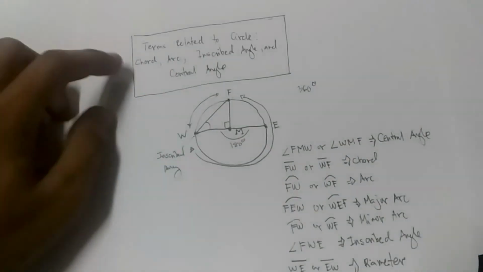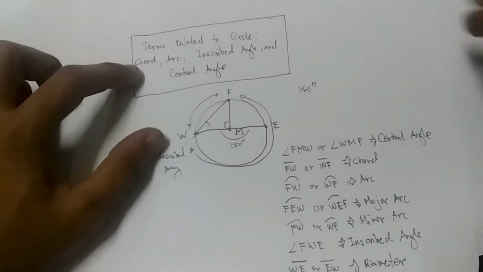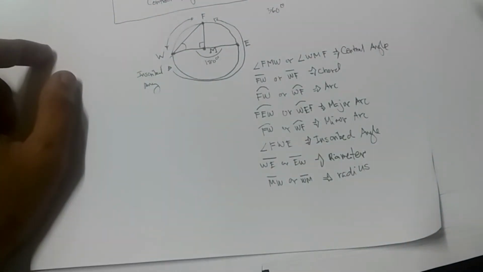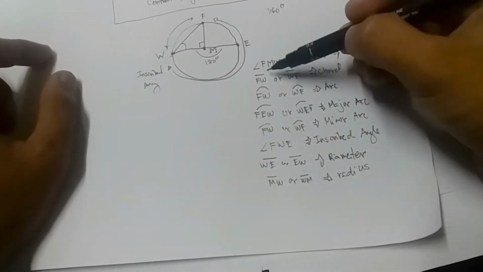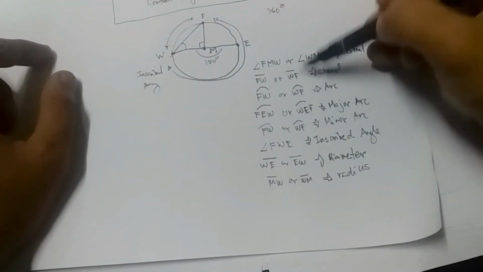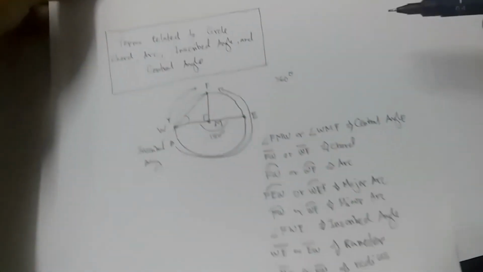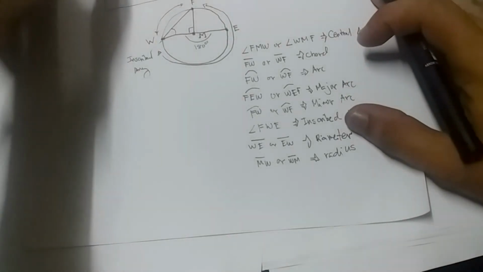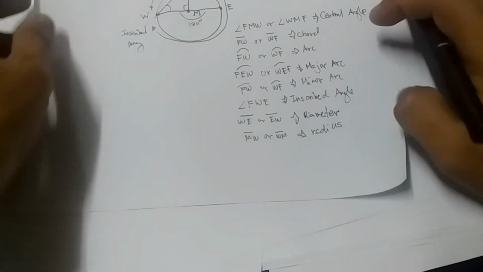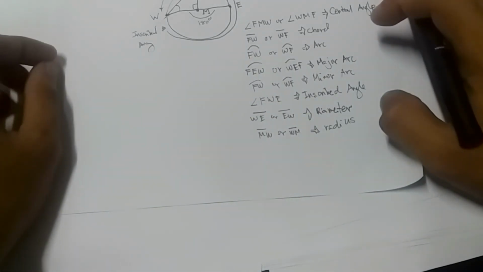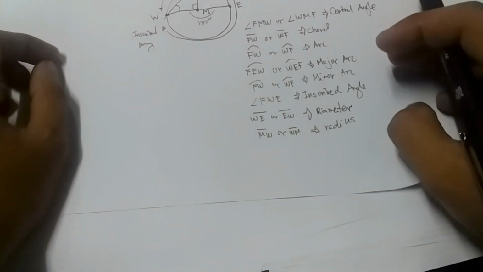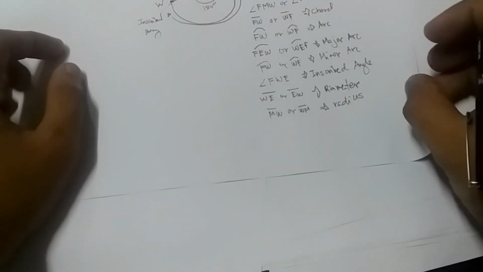Okay, so let's check again the terms related to a circle. We have the chord, which has the notation segment FW or segment WF. Then we have our arc, the major arc and the minor arc. And also, another interesting thing that we should not forget in this lesson is what we call the intercepted arc.